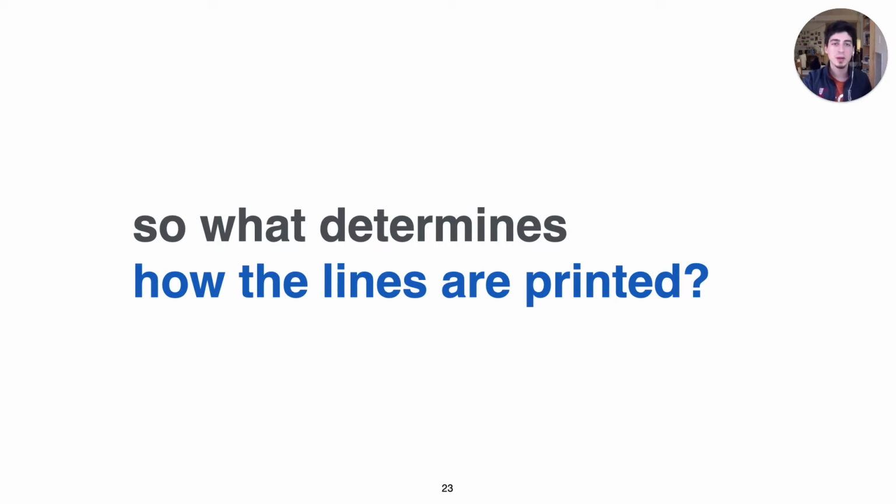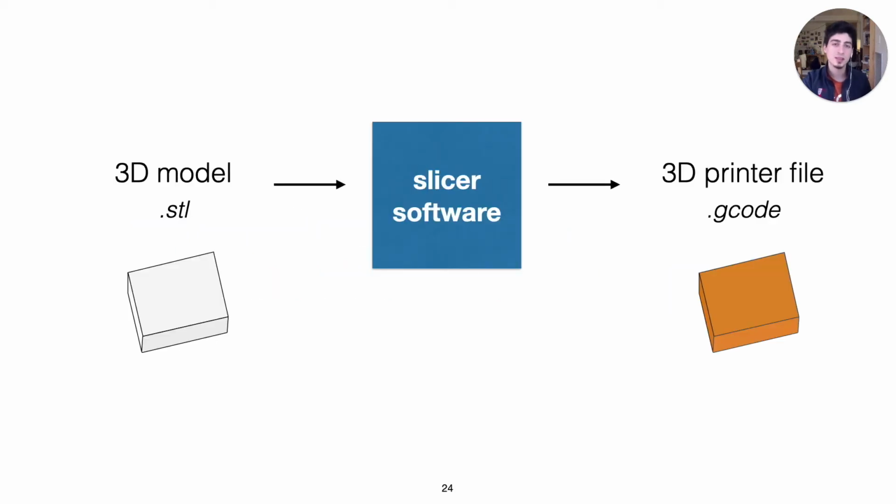Now, let's talk about what determines how these lines are printed. Before a model is sent to a 3D printer, the user has to convert it into machine instructions, which is called a G-code file. This process, called slicing, is done by using a software tool called a slicer. The slicer software takes as input various parameters, such as the line angle and width, and outputs a G-code file for the printer.